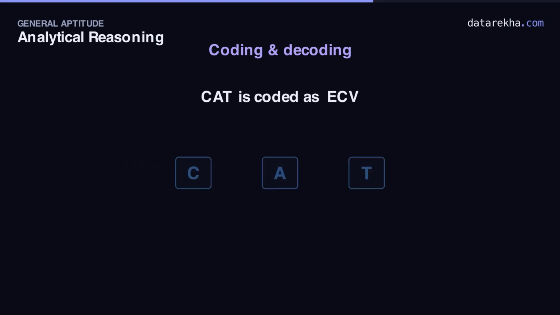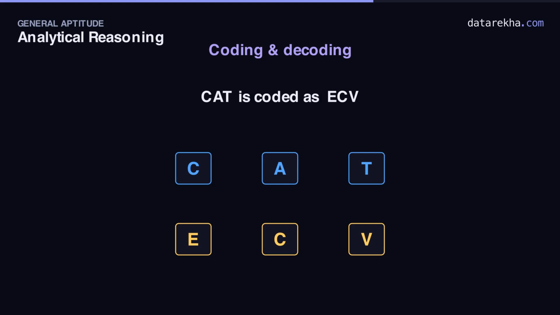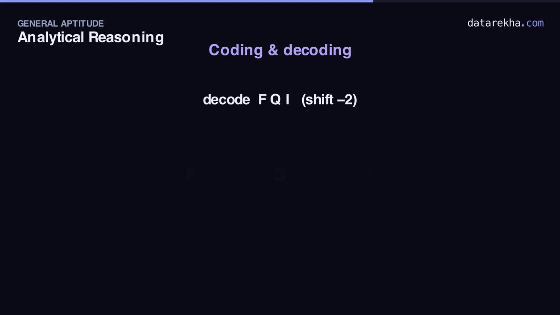First cipher. The word cat is coded as ECV. Stack them, letter over letter. C over E, A over C, T over V. Measure each jump. C to E, 2 forward. A to C, 2. T to V, 2. Every letter shifts by plus 2. That's the whole code. Now decode with the rule reversed.